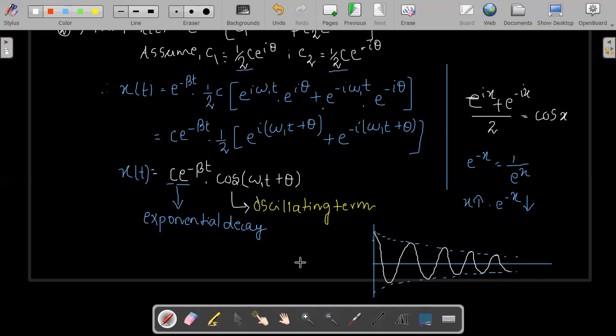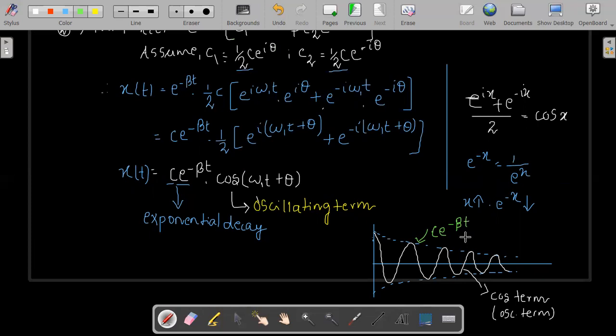So this image that we have is representing the cos term. So maybe I can write it down as cos term, or we can say the oscillating term, and it's reducing in amplitude. So obviously there is a decay in this. So this decay is actually representing the amplitude term, right? So we can write it down as c e to the power minus beta t.